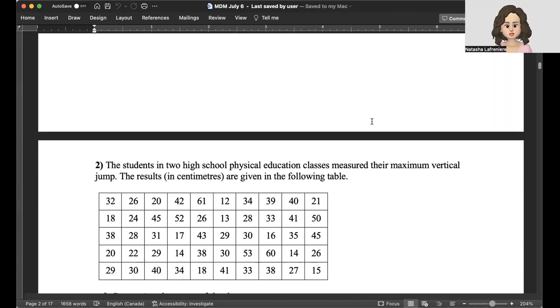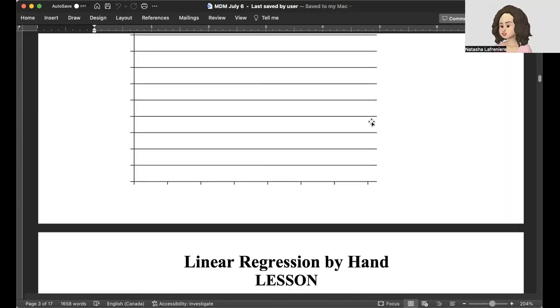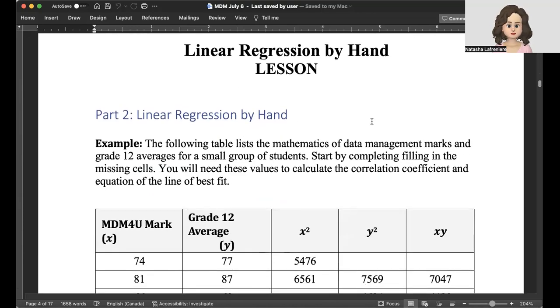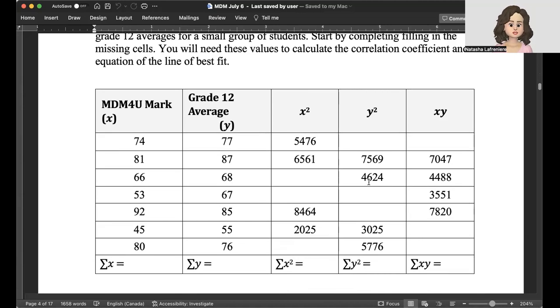The quiz isn't too long. I want to say it's out of 39 points. We're going to look at linear regression by hand. We have our MDM 4U marks given to us in here. At the very bottom you've got your totals, so you would calculate all of that up, and it would give you a nice total of 491.